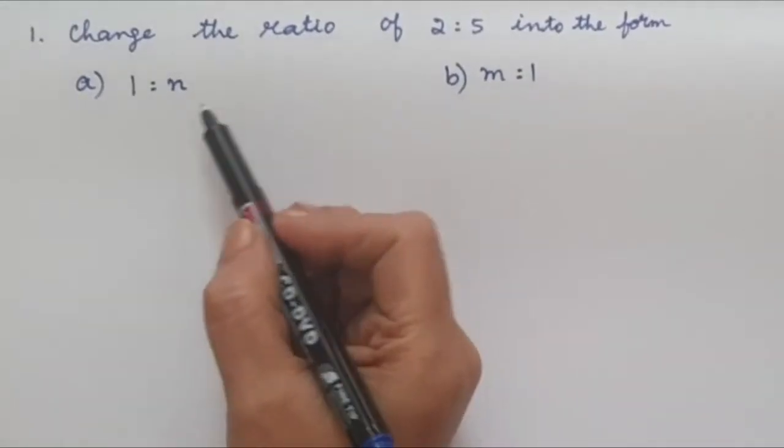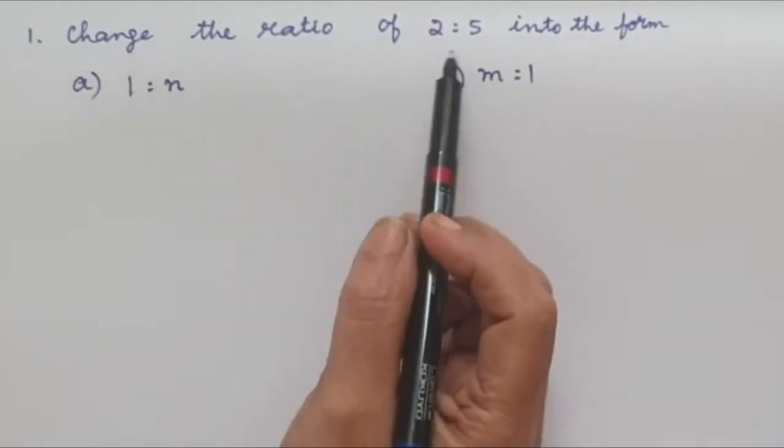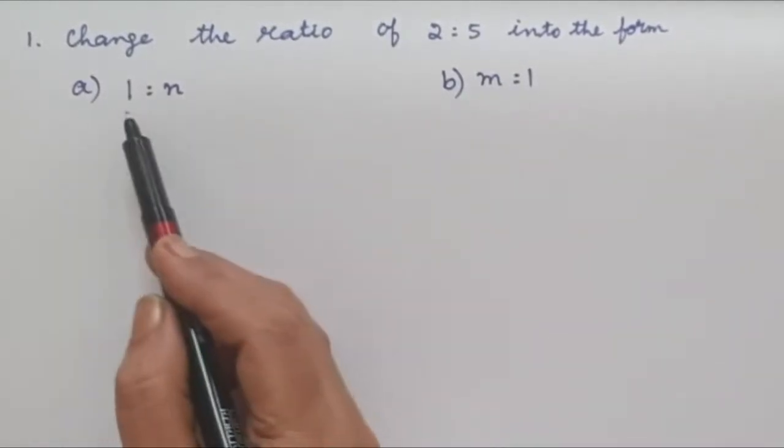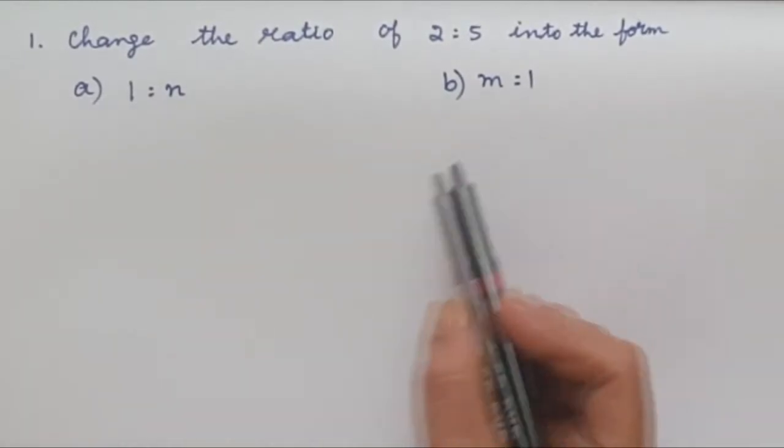Ratio and proportion. The word ratio is used to describe a fraction. If the ratio of a boy's height to his father's height is 4:5, then he is 4/5 as tall as his father. The first question: change the ratio of 2:5 into the form 1:n, m:1.